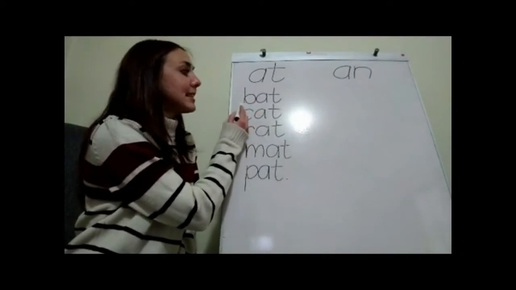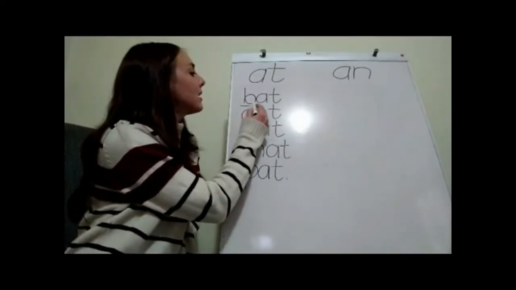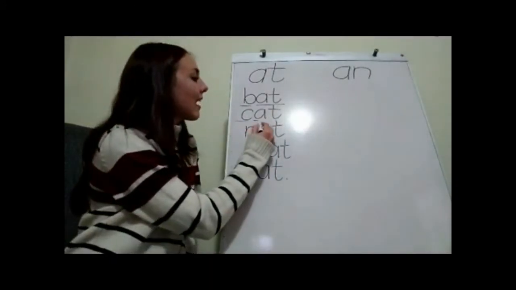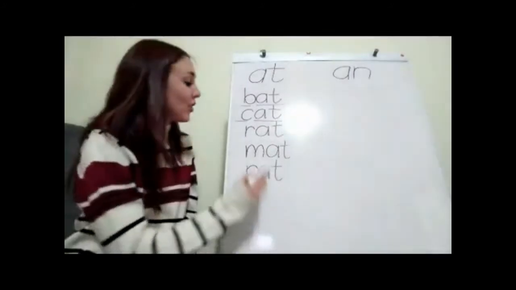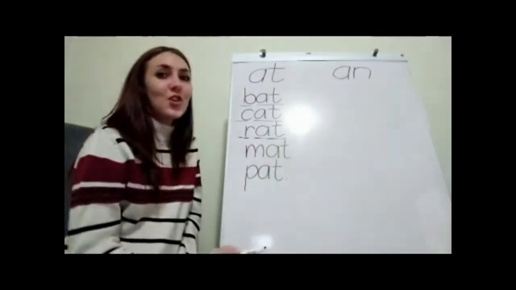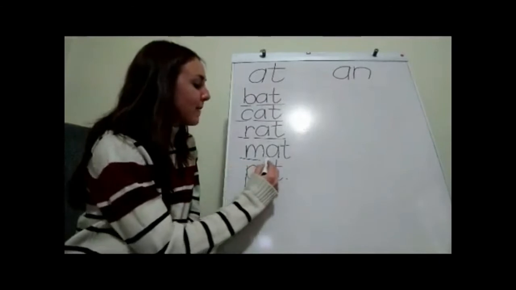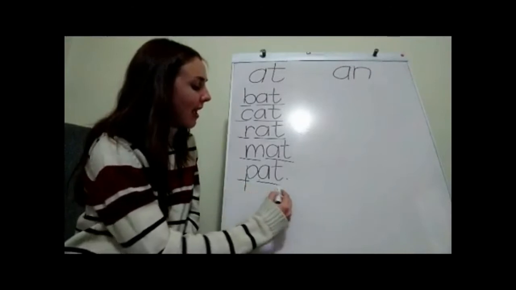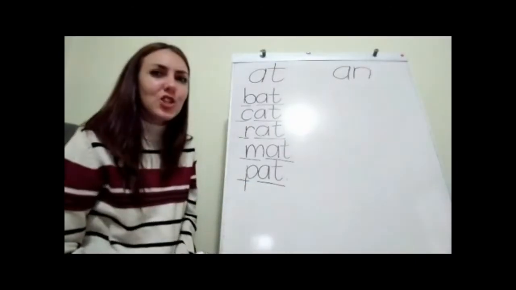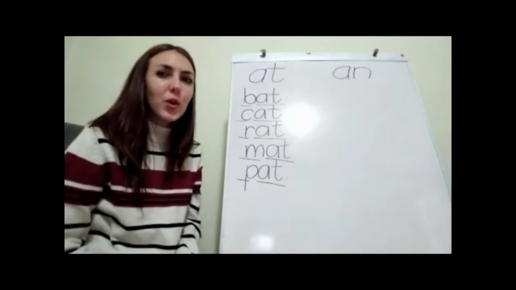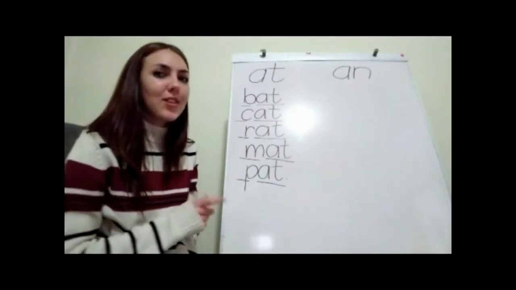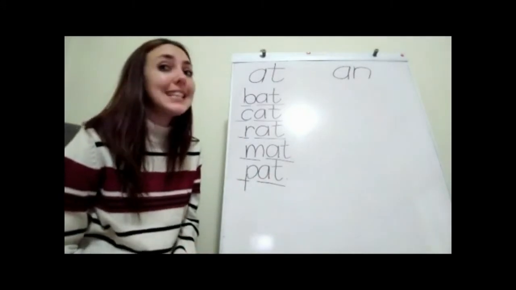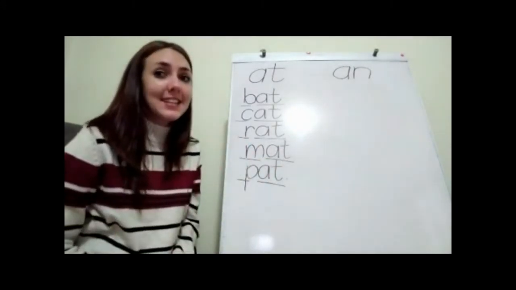The first word is bat. B, at, bat. K, at, cat. R, at, rat. M, at, mat. And the last one, p, at, pat. Did you hear that each time I said a word on this list, it all ended with an at sound? It didn't start with an at sound, it ended with an at sound.